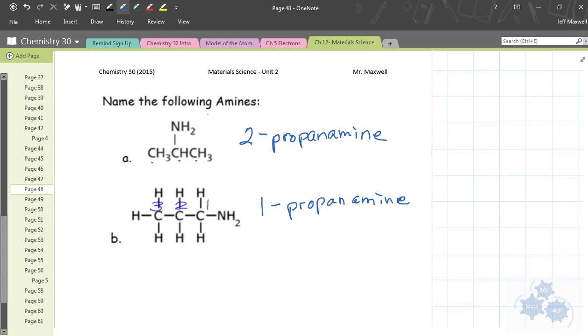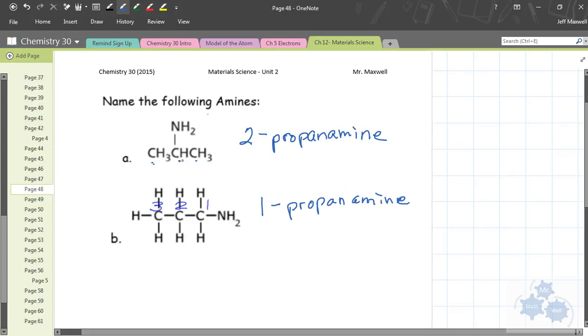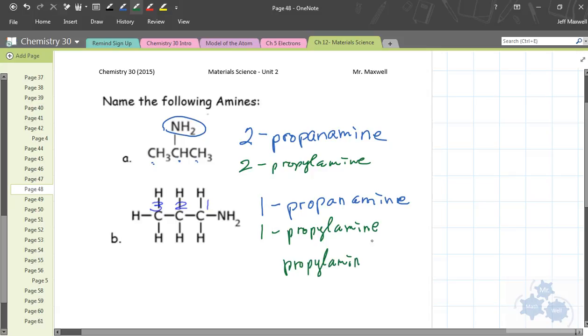So, to name these, yes, I would agree that there's 3 carbons, and the amine group is on the second one, so you do 2-propanamine. You could say, because they're all single bonds as well, 2-propylamine, that's fine as well. This one here, 3 carbons, so it's prop again. So on the first one, 1-propanamine or 1-propylamine or just propylamine. All of these would be okay.